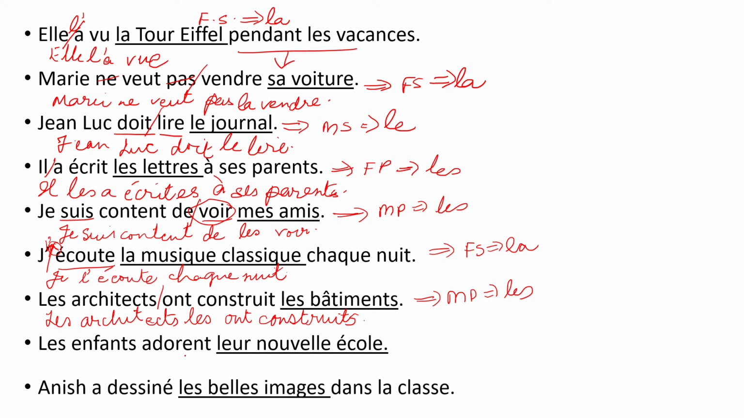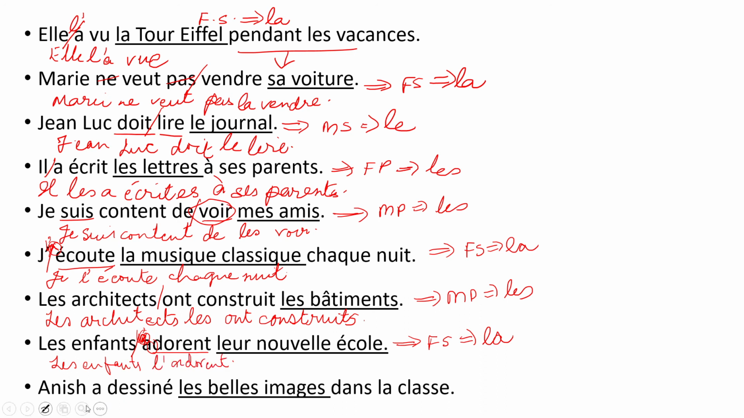Then les enfants adorent leur nouvelle école. Their new school becomes une école, which is feminine singular, is la. Where do you place it? Just a single verb, so before that. And when you place la here, there will be a clash. So delete the first A and it will become an apostrophe. It will become les enfants l'adorent. Okay.